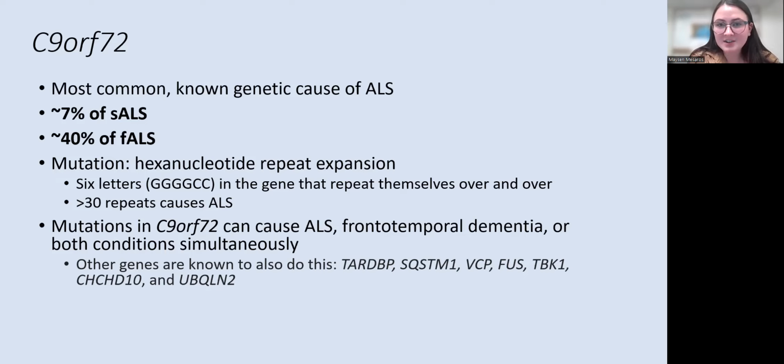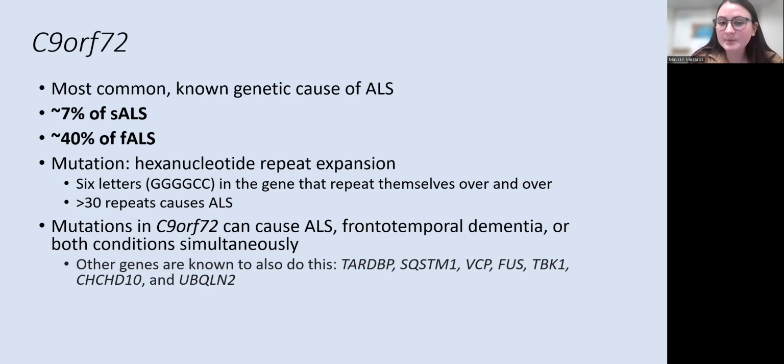So the specific spelling mistake or mutation that occurs in this gene is referred to as a hexanucleotide repeat expansion. So back to thinking of a gene as a long strand of letters, essentially what happens with this gene is there are 6 letters, G, G, G, G, C, C, that repeat themselves over and over again in our gene. When somebody has too many of those repeats, so specifically more than 30, it causes disease or ALS.